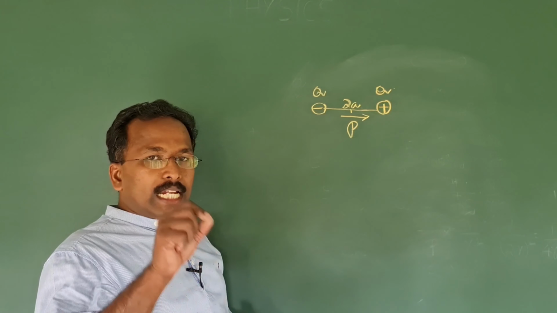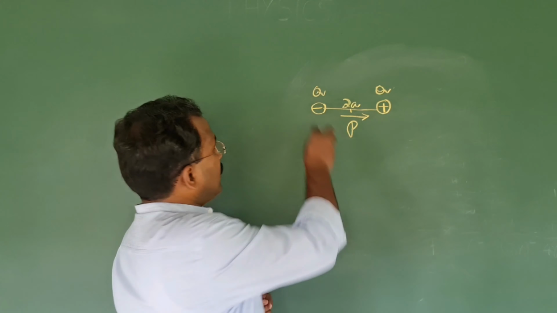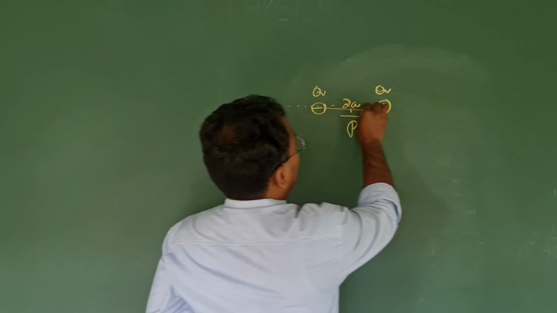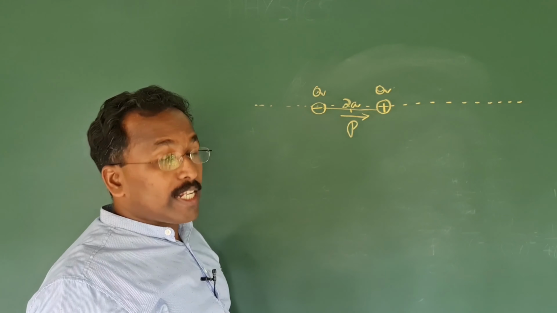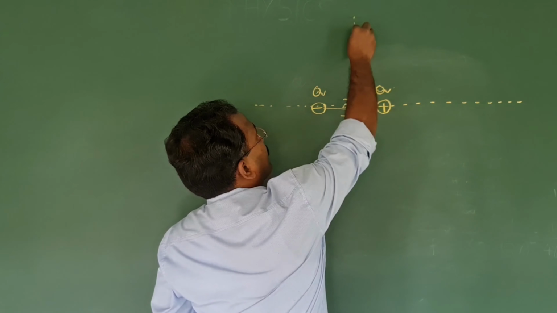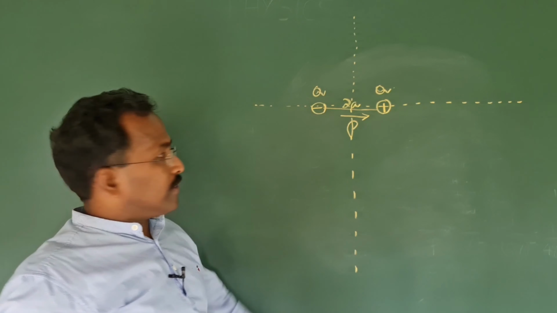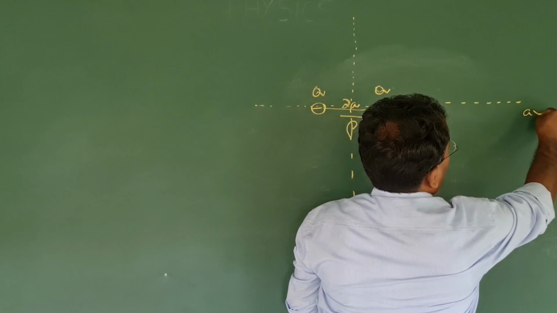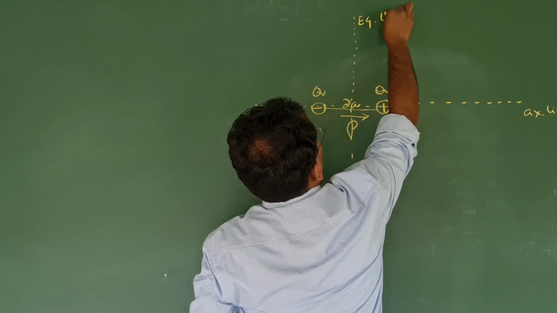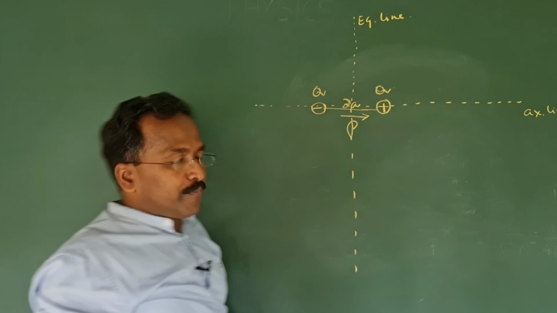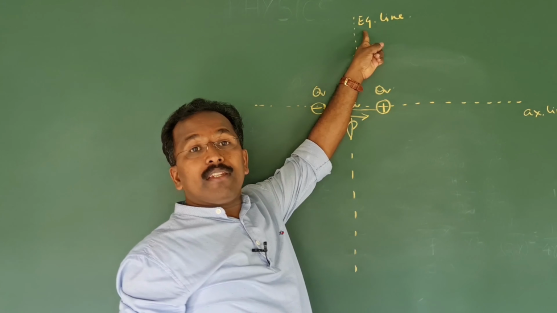Usually the electric field at two points is asked in the exam. These are the two points. This line is known as the axial line of the electric dipole, and this line which passes through the center is the equatorial line. So this is the axial line, and this is the equatorial line. You have to calculate the electric field on an axial point and on an equatorial point.